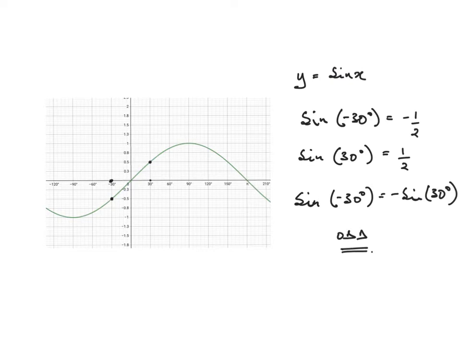Now, look at the diagram again. We can see that if a function is odd, then it has 180 degree rotational symmetry about the origin. And if you think about the cosine function, it has line symmetry about the y-axis.